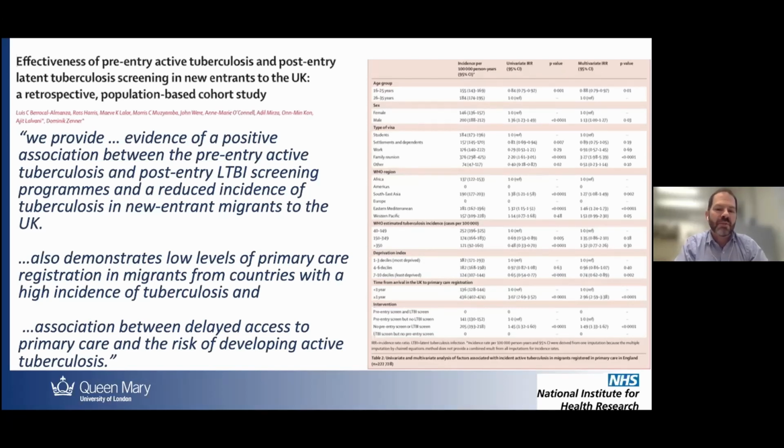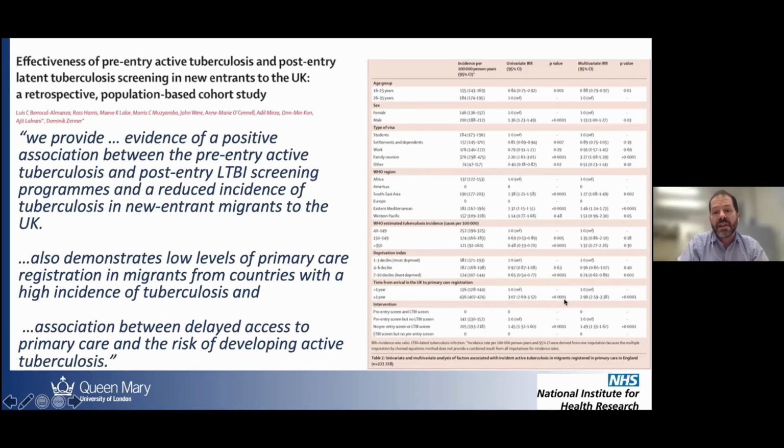And there was an association between the delayed access to primary care and the risk of developing active tuberculosis, remembering that primary care really is the entry point to the NHS. I know that it's perhaps a little bit hard to see, but you can see that corroborated in this regression analysis where the outcome is active TB cases. And you can see that those that have no pre-entry screen or LTBI screen in the multivariate analysis were much more likely to result in a case.